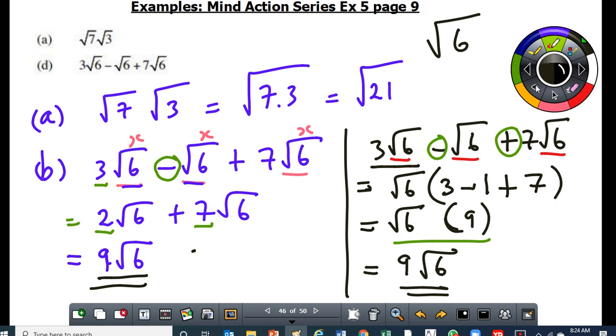But my question is, did you understand the way that I did it? If you didn't understand the first method, the factorization method, did you understand it? Yes, sir, I did. Yes, sir. Okay.